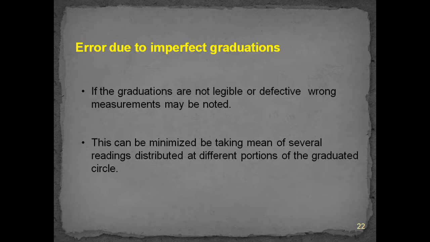Suppose the horizontal angle between P and Q is, let's say, about 20 degrees. How are you supposed to measure it? You have to sight the zero line of your main scale reading with your P line and measure Q by loosening the upper clamp. Similarly, you have to take the mean of several readings distributed at different portions of the graduated circle.